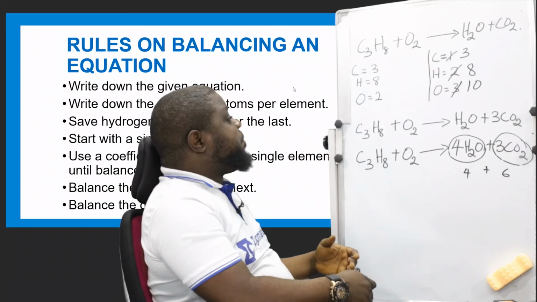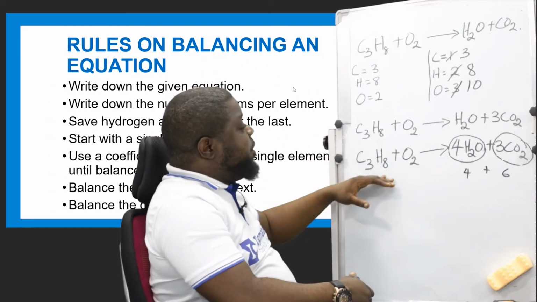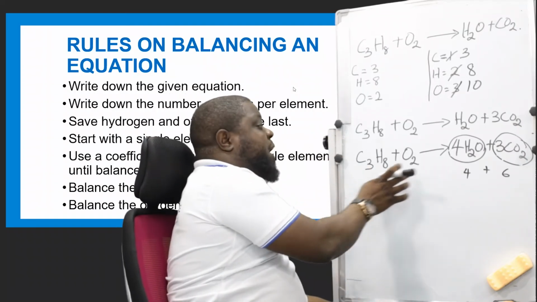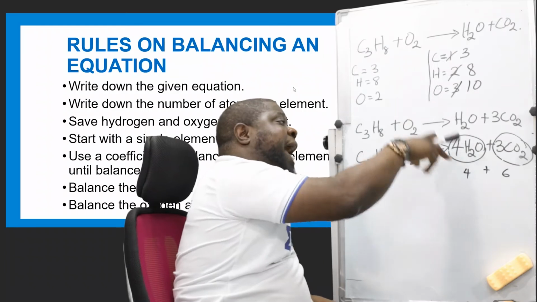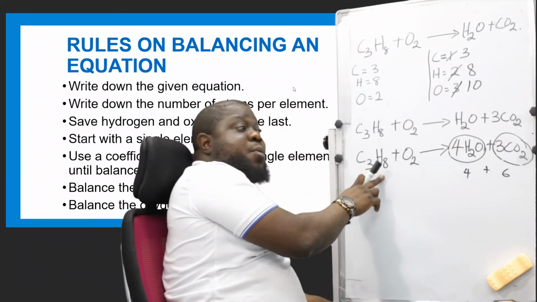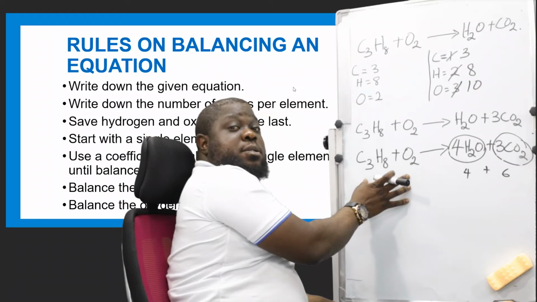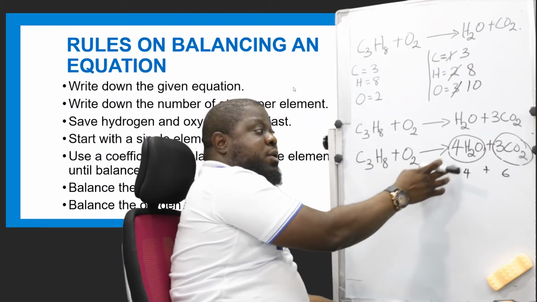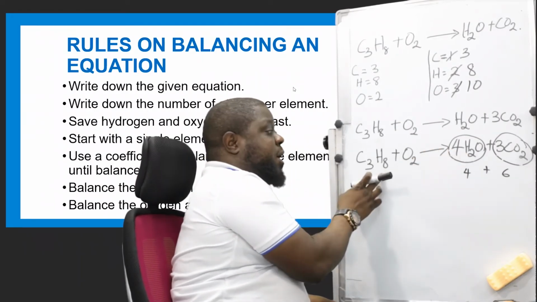Fine. Now, you came to hydrogen. Hydrogen here is 8, and hydrogen here was 2. What do you times with 2 that will give you the same thing, 8 here? What do you times with 2 that will give you 8, so that it will be equal? We say it's 4. 4 times 2 gave us 8.